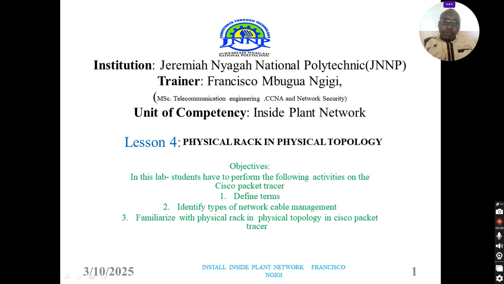This is our lesson 4, physical rack in physical topology. Our unit of competency is inside plant network. Our objectives are to define terms, to identify types of network cable management, and to familiarize with physical rack in physical topology in Cisco Packet Tracer.